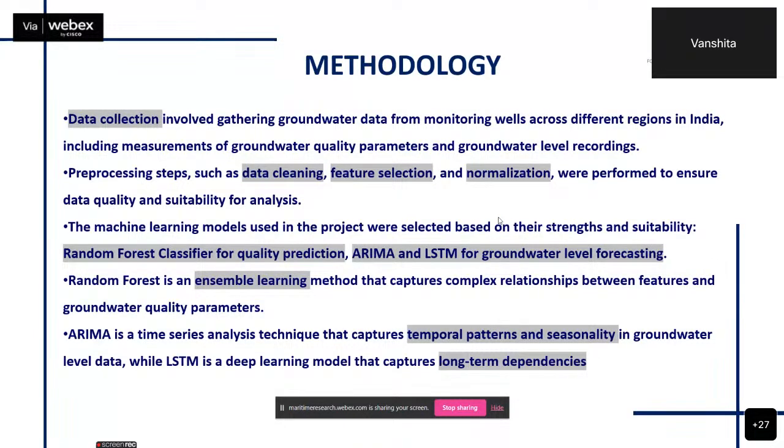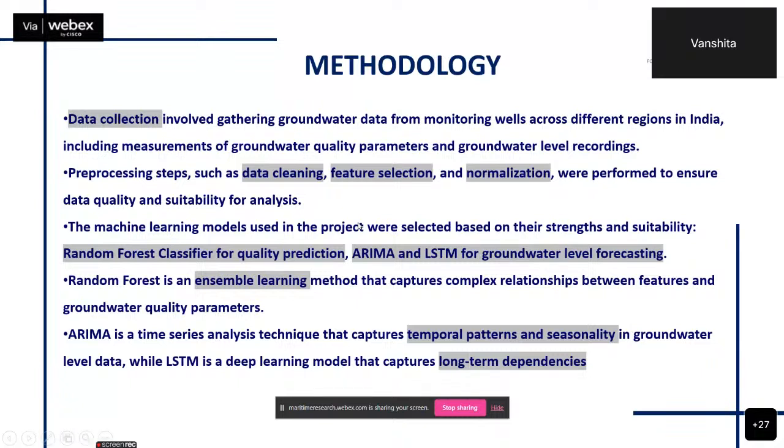So first up, data collection and the various pre-processing steps such as screening, feature selection, and normalization. For groundwater quality prediction, I chose a random forest classifier, and for level forecasting, ARIMA and LSTM were combined. So this was basically an ensemble model.